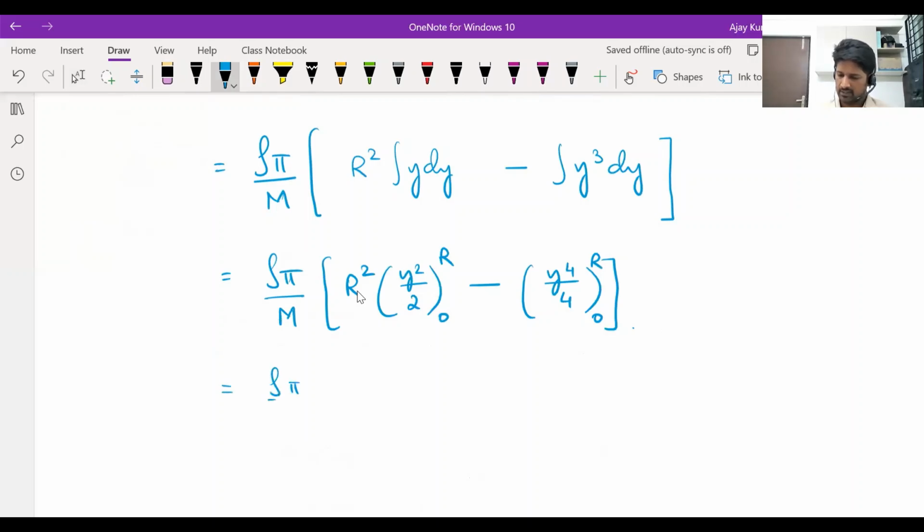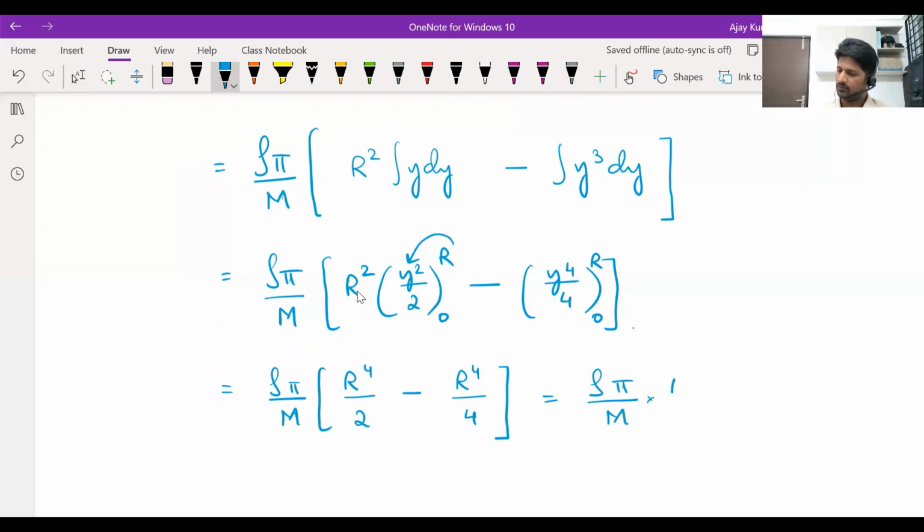Density into pi divided by mass into r square. When you put r here, you'll get another r square by 2. So this thing becomes r power 4 by 2. When you put 0, it is 0. So no need to bother about that. Minus r power 4 by 4. Again, when you put 0 in the second integral also, it is 0. Need not bother about that. R power 4 by 2 minus r power 4 by 4 is r power 4 by 4. Therefore, it becomes density into pi divided by mass into r power 4 divided by 4.